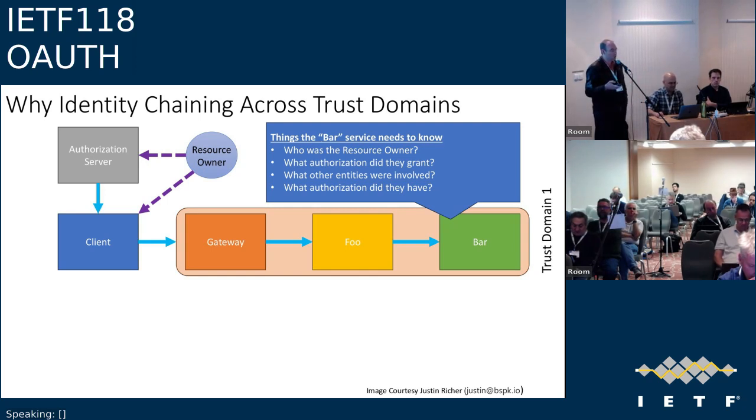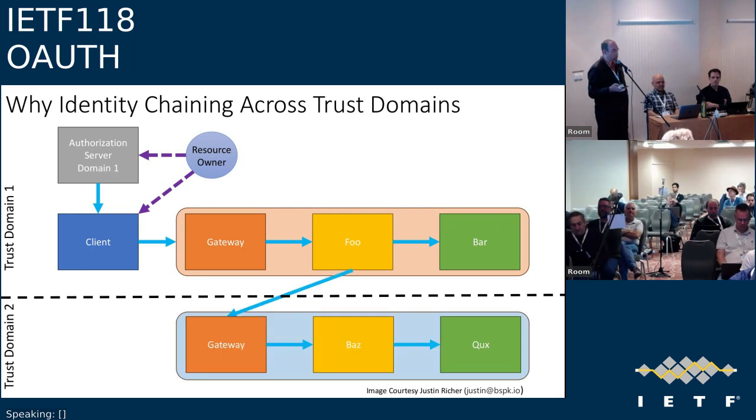Typically, when you look at what we call a resource server, it ends up being constituted out of multiple services. There's typically some kind of gateway, and then several services down. In this case, the bar service still needs to know who was the original resource owner, what authorizations did they grant, what other entities were involved, and what authorizations did they have. And in the previous discussion, the transaction tokens that George talked about help us answer those questions within a trust domain.